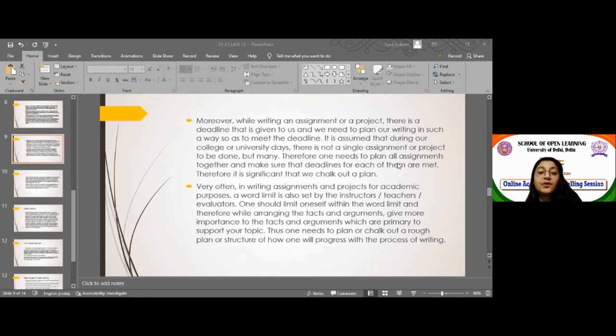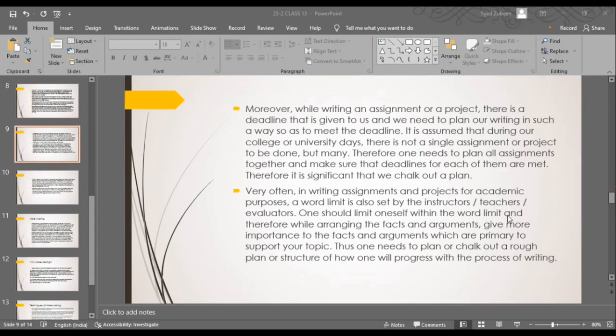Is there a deadline or not? Then very often in writing assignments and projects for academic purposes, a word limit is also set by the instructors, teachers, evaluators. One should limit oneself within the word limit, and therefore, while arranging the facts and arguments, give more importance to the facts and arguments which are primary to support your topic.